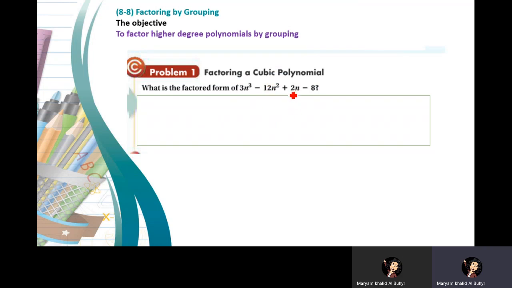Like here, for example, I can see there is a common factor between these two, and also between these two. So what is the common here? I can see the common here is the 3 and n to the power 2. If you have a variable, look at the lower power, then take it outside. If you take n to the power 2 outside, and also 3, between 3 and 12 the common is 3.